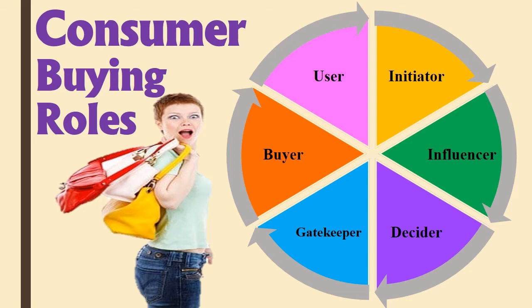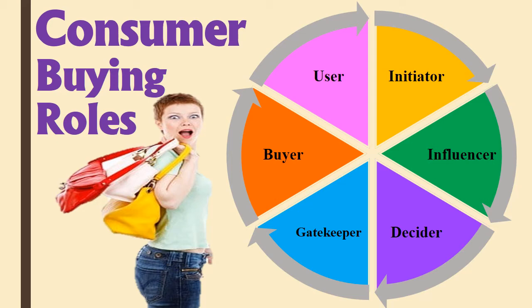Then second comes the influencer. So the influencer is a person who influences the buying decision of others. For example, the kids or the children in a family influence their family members in buying toys or any other electronic items. Then the third is the decider.